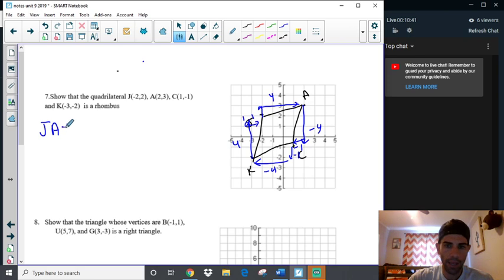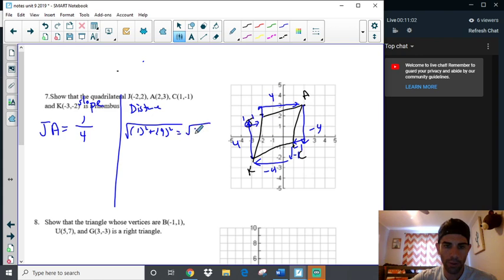So JA, remember it's y over x. I went up 1 and right 4. Now this is going to be my slope. If I'm going to make a little table here, that would be my slope. And then you can do your distance. Again, you just use those numbers. 1 squared and 4 squared, which is square root of 17.